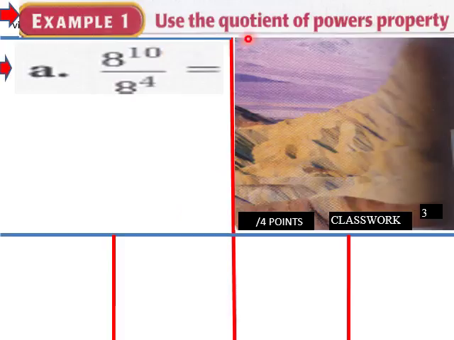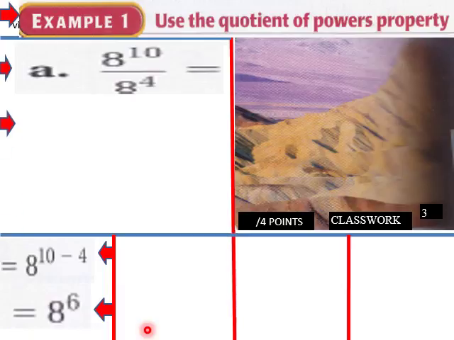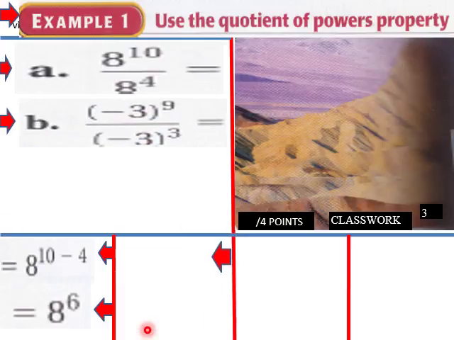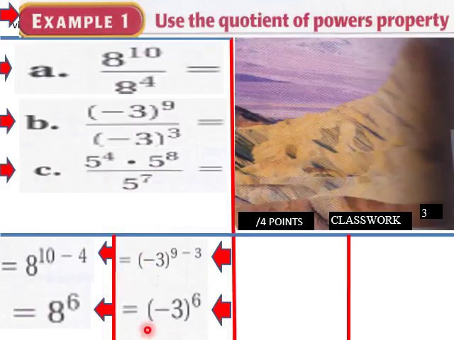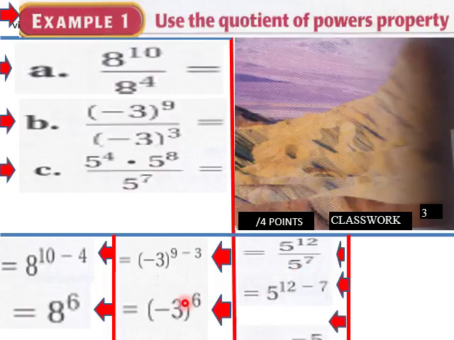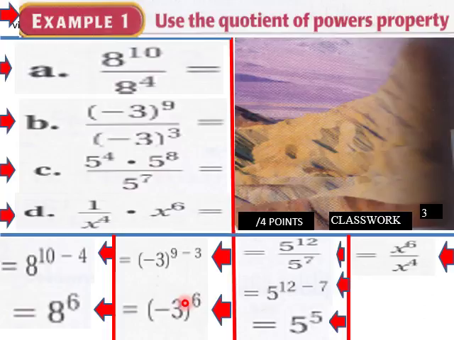So here's an example. Use your quotient properties. What would 8 to the 10 divided by 8 to the 4th be? 8 to the 6th. Then we have negative 3 to the 9th over negative 3 to the 3rd power, which is negative 3 to the 6th. Oh, we got a little tricky one. What do you do with that? Well, 5 to the 12th over 5 to the 7th equals 5 to the 12 minus 7, which equals 5 to the 5th. Then 1 over x to the 4th times x to the 6th. This becomes x to the 6th over x to the 4th. Then we go to our quotient property of exponents, and we have x squared.